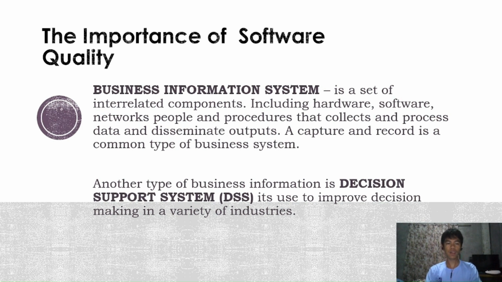Now, the importance of software quality. A business information system is a set of interrelated components, including hardware, software, networks, people, and procedures that collects and processes data and disseminates outputs. Capture and record is a common type of business system. Another type of business information system is the decision support system, or DSS. It's used to improve decision making in a variety of industries.